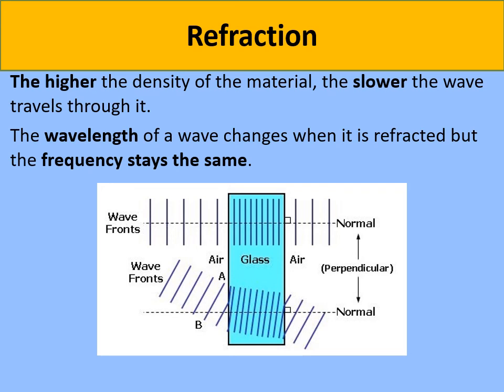In the second diagram, you can see that the wavefronts are arriving at an angle, and so they are refracted and they bend towards the normal. Then when they emerge at the other end out into the air again, they bend away from the normal.